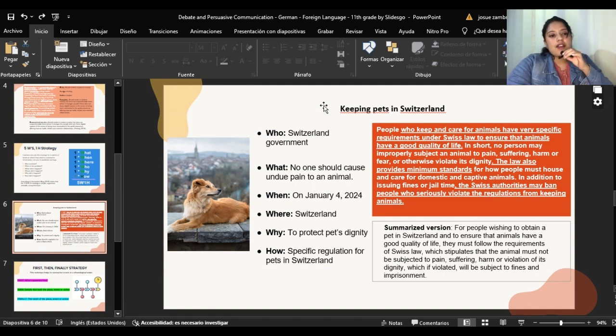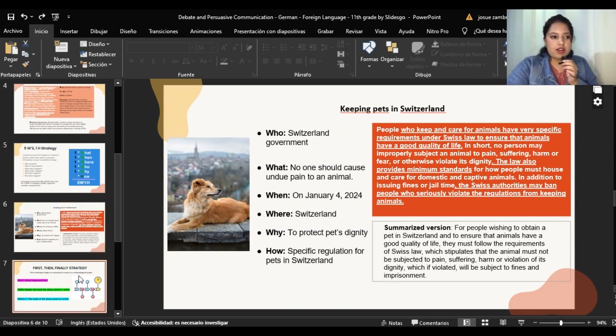Here I have an example about an article that is about keeping pets in Switzerland. Well, who is making this law? This is the Switzerland government. For what? For not causing pain to animals. When? In January 2024. Where? In Switzerland. Why? To protect pets' dignity. And how? Through specific regulations for pets in Switzerland. With all of this, we combine and respond in the summarized version. This is an example. The version should be shorter with the most highlighted points, and this is the result.